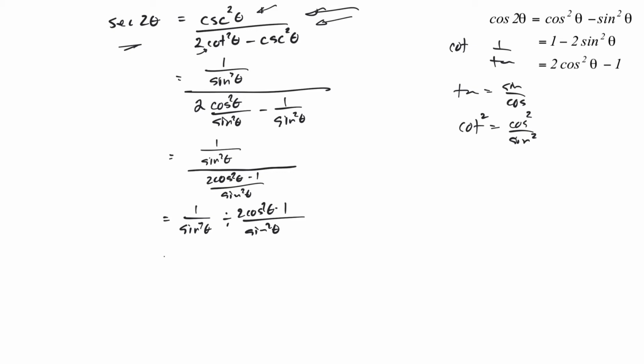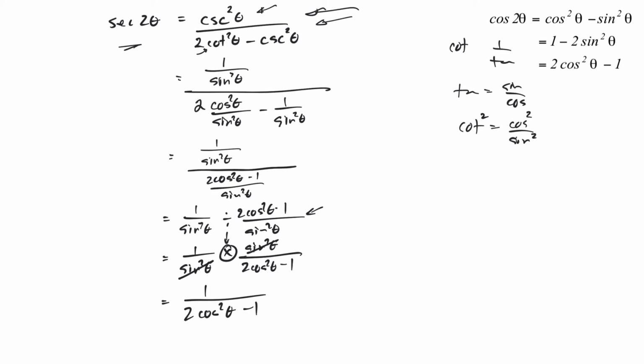And if you're dividing fractions, you can invert and multiply. So I leave the first one alone and I change the divide to a times, and then I flip this one over. So it'll be sine squared theta over 2 cos squared theta minus 1. And then, because I'm multiplying in here, I can cancel this and this. So on the right side, I get 1 over 2 cos squared theta minus 1. At that point, I'm fairly comfortable with that.